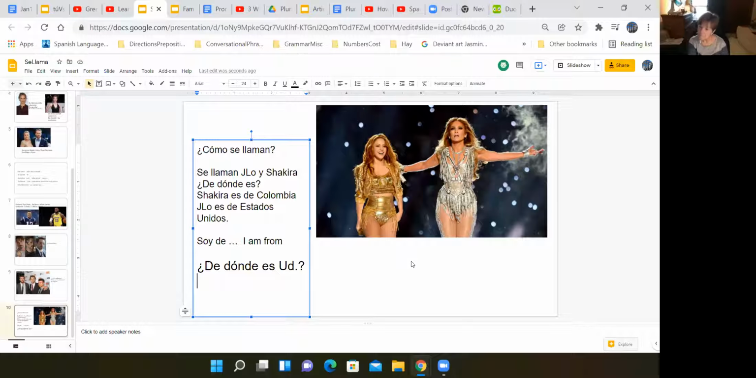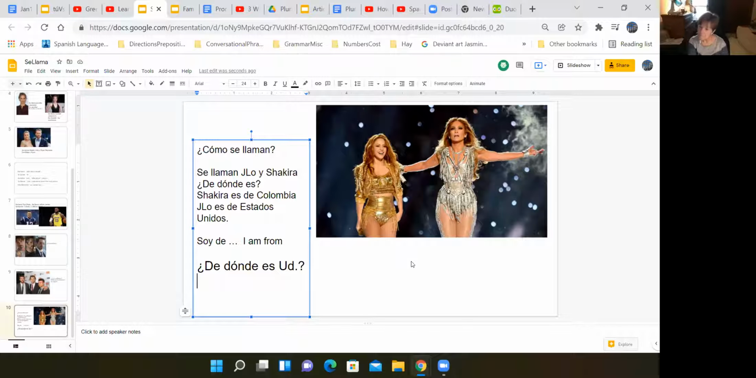Shakira y Gerard están en Barcelona. They are in Barcelona. They are located in that place. They are there. Son ricos. Ricos are rich. Okay. Son ricos. Rico has another meaning. Rico is also used to talk about food when food is really delicious. But here, son ricos, they are rich.